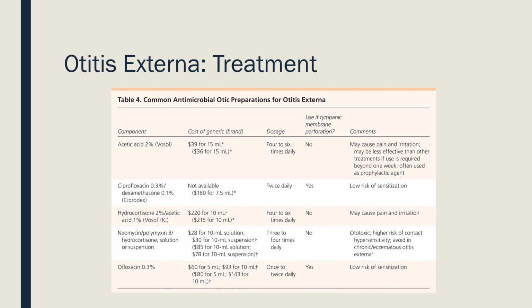Neomycin, polymyxin B, and hydrocortisone formulations are reasonable first-line therapy if the tympanic membrane is intact due to the effectiveness and low cost. Ofloxacin and ciprofloxacin dexamethasone can be used if the tympanic membrane is not intact or if it cannot be visualized, since they are approved for middle ear use. Oral antibiotics are reserved for infections that have spread beyond the ear canal or in rapidly progressing infections.